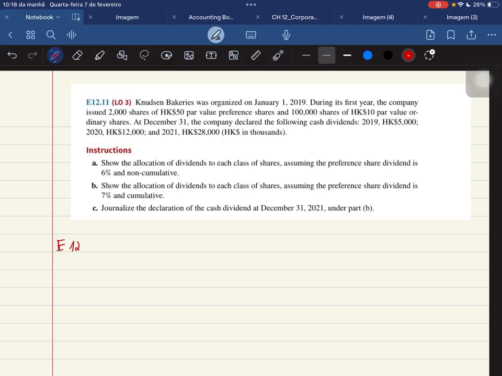E 12.11. Nuts and Bakeries was organized on January 1st, 2019. During its first year, the company issued 2,000 shares of 50 par value preference shares and 100,000 shares of 10 par value ordinary shares. At December 31st, the company declared the following cash dividends: 2019 5,000, 2020 12,000, 2021 28,000. Instructions: show the allocation of dividends to each of the shares, assuming the preference share dividend is 6% and non-cumulative.